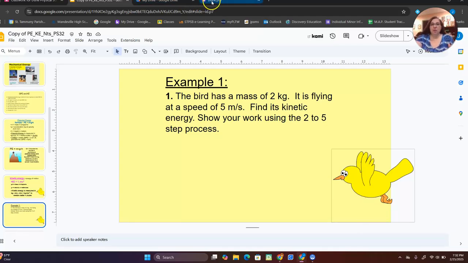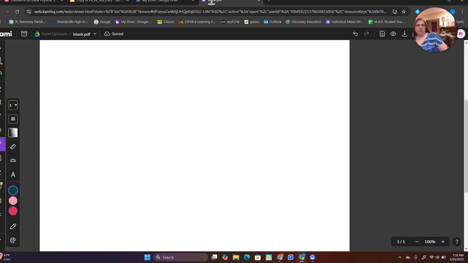So let's bring that over to our whiteboard here. We've got a bird. Let me just draw a real quick bird. All right, there's our bird, and it's flying along, flapping its wings. It's going this way with 5 meters per second as its speed, and the bird has a mass of 2 kilograms.